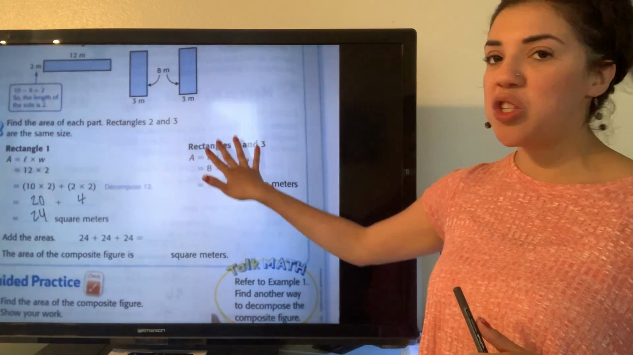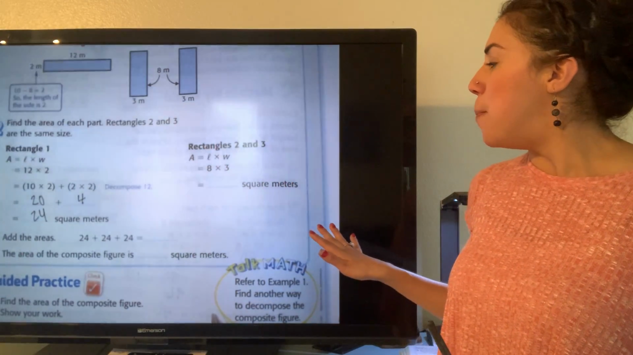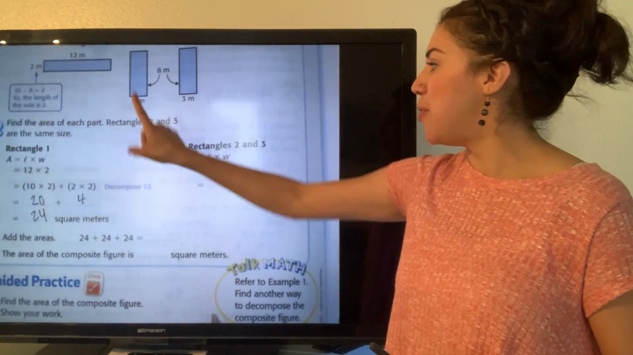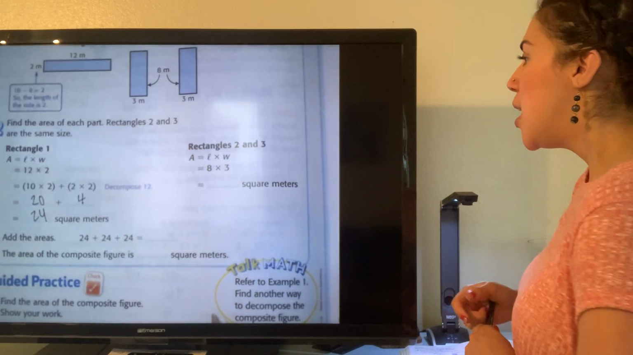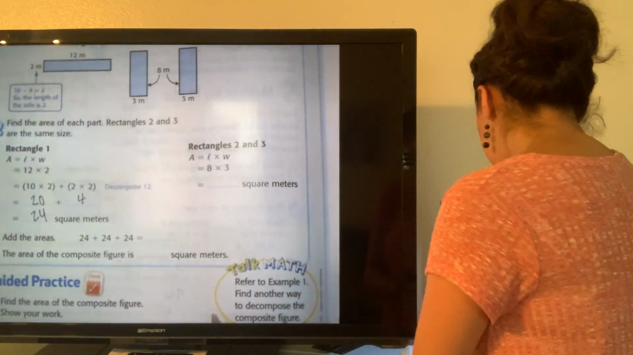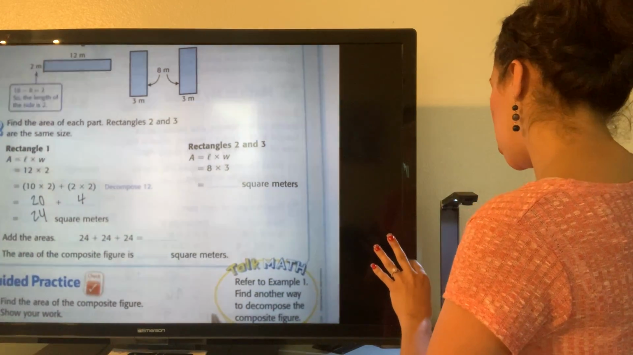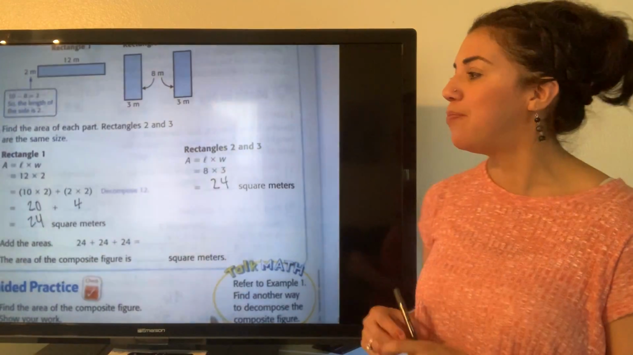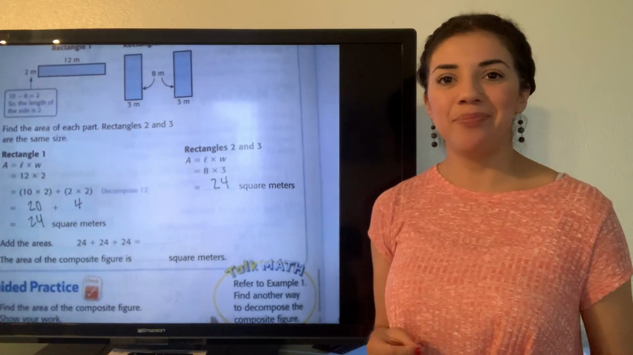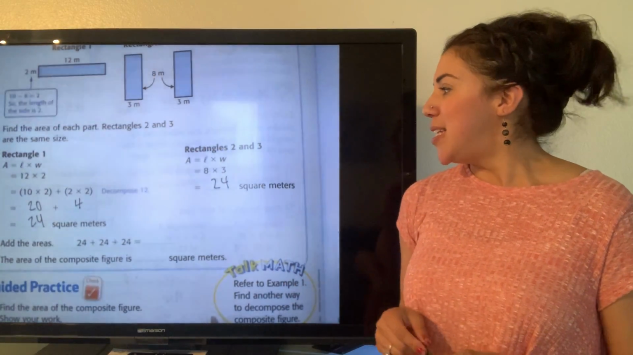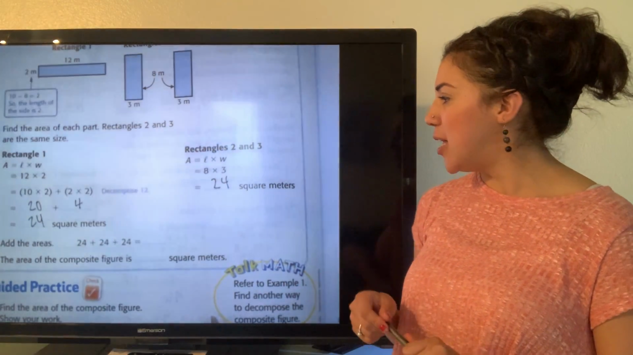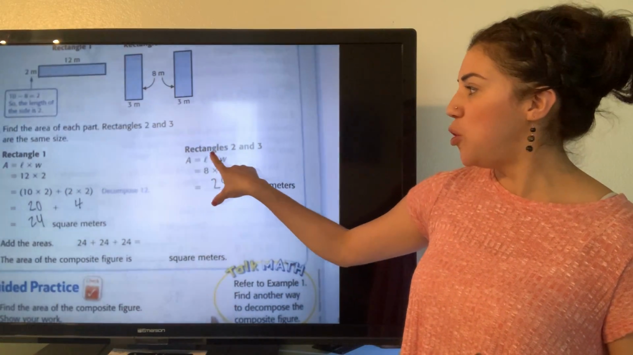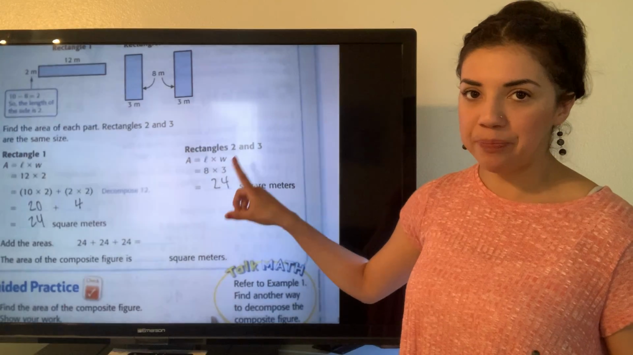Now for rectangles 2 and 3, the area equals length times width, and so that would be 8 times 3, and so that would be 3, 6, 9, 12, 15, 18, 21, 24 square meters. Funny, 24, 24. 12 times 2 is the same as 8 times 3. Okay, so don't forget though that we have 2 rectangles, but they're both 24.